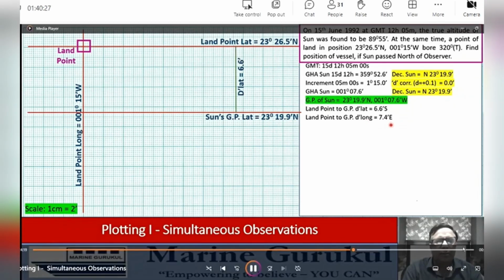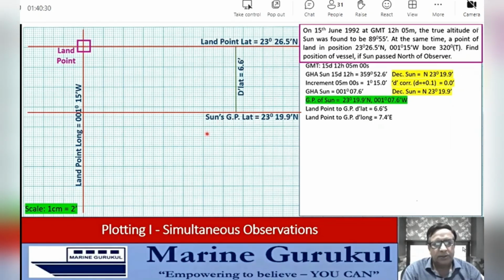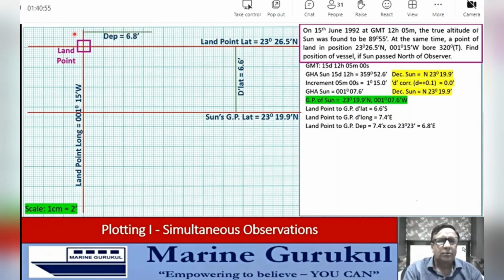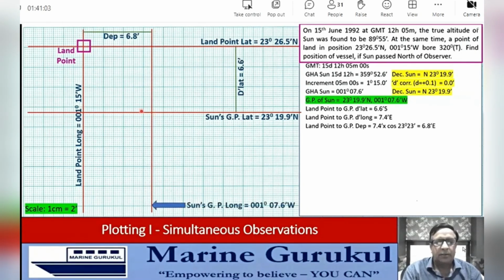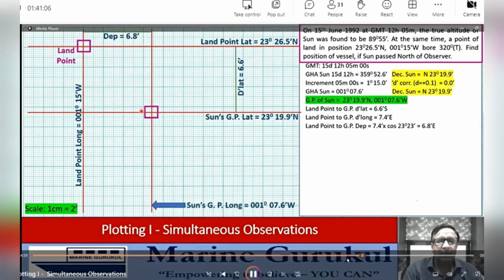And the D long is 7.4 minutes east. That means the meridian of the GP would be on this side. But to space them out, we'll need the departure. So using the latitude, we get a departure of 6.8 minutes. Using the same scale of 1 centimeter equal to 2 miles or 2 minutes, we come 6.8 miles to the east, and we are able to plot the meridian of the GP. Where the meridian of the GP intersects the parallel of the GP, obviously this is the point where we have the GP of the sun.